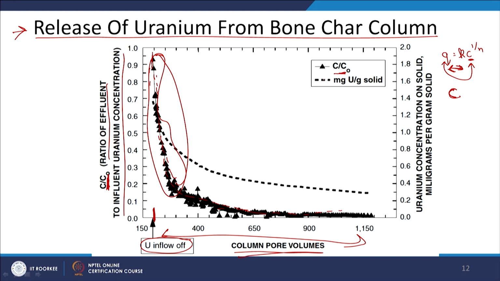Also, if we look at the estimated uranium concentration on the solid, milligram per gram of solid, the dotted line, what do you see here? Slowly but surely the amount of uranium present on the solid is also decreasing. What is this dotted line telling you? That the concentration of the uranium on the relevant PRB material is decreasing. Where is it going now? It is obviously changing phase into the aqueous phase, and that is what you see here.